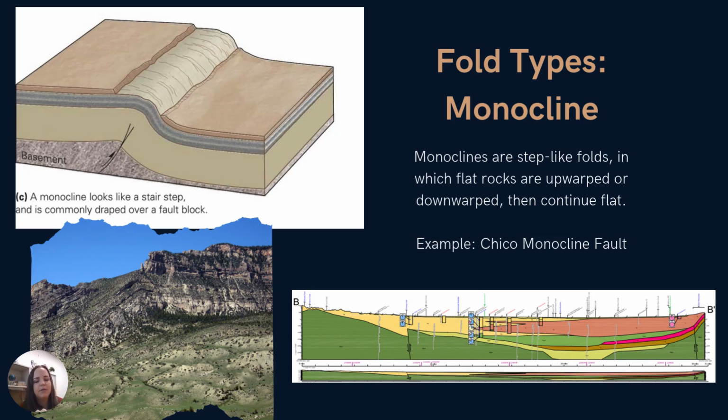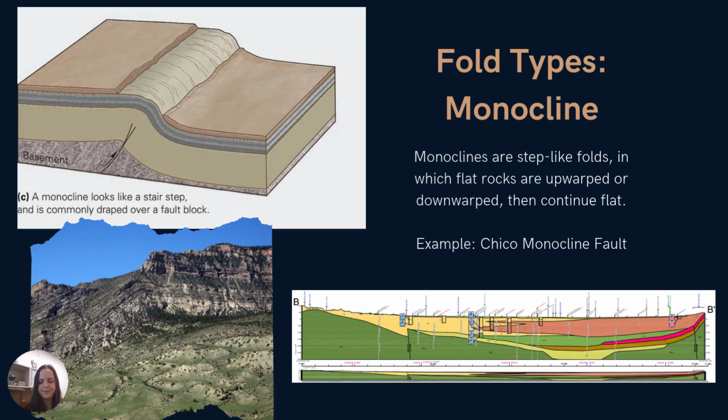An example of this in California would be the Chico monocline fault. It's very subtle. You can see it a little bit in this cross section. Over here on the left, you can kind of see the step up there, and then there's a little bit more on the right. Again, these faults don't propagate all the way to the surface, so they end up folding the layers that overlie the fault.